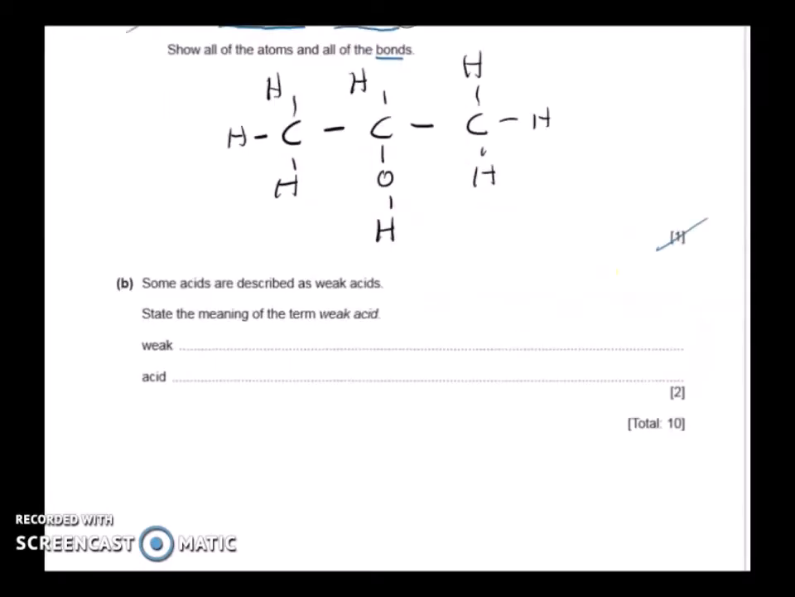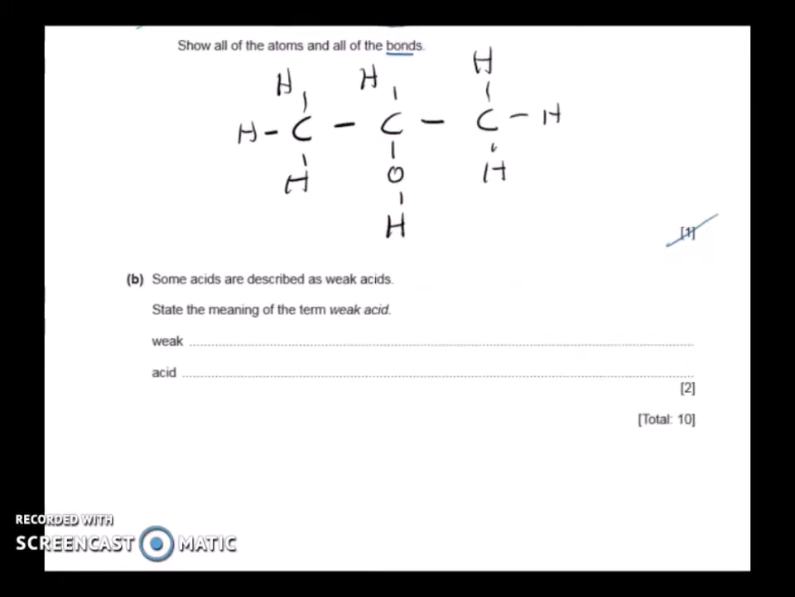Okay, now some acids are described as weak acids. State the meaning of the term weak acid. Okay, let me scroll down a bit. The weak here stands for it is partially ionized, or you can say it's partially ionized.